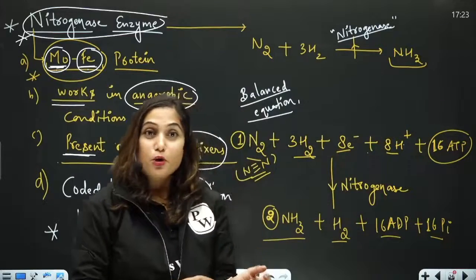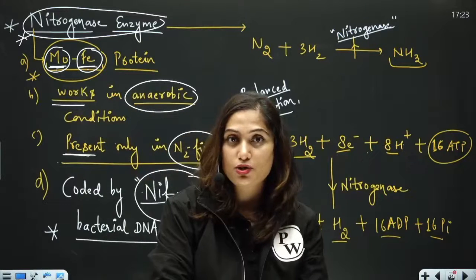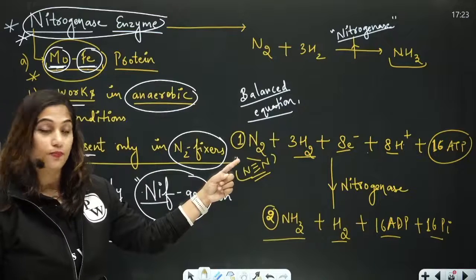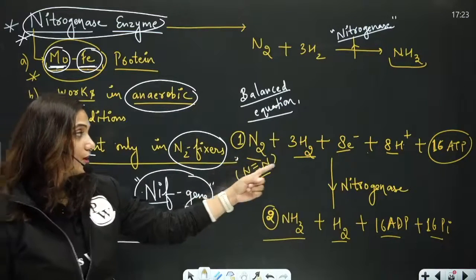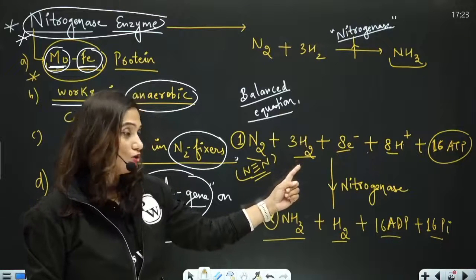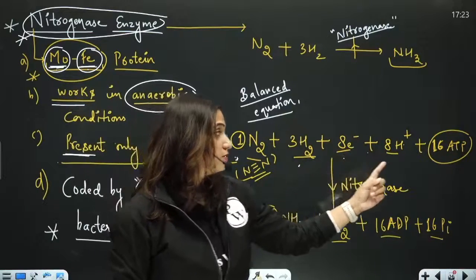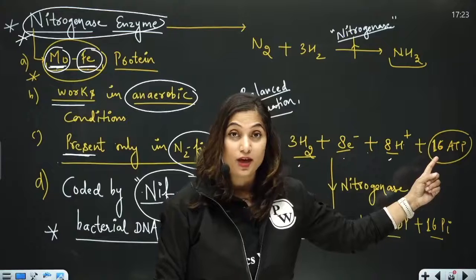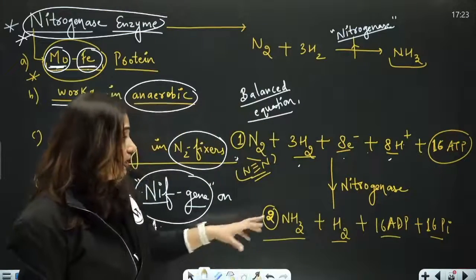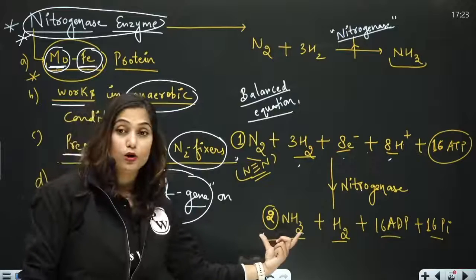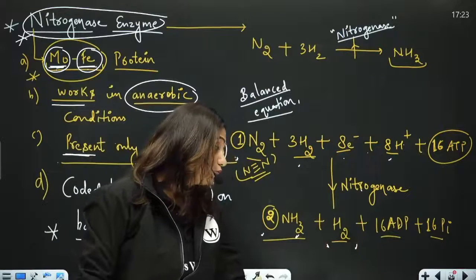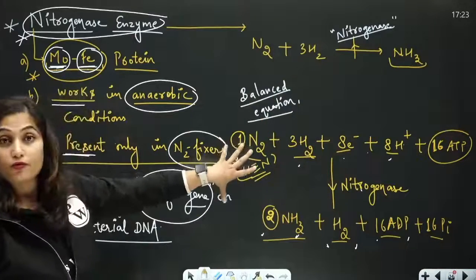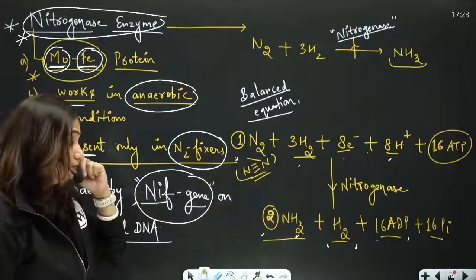Now there is a very important equation given in NCERT, a balanced equation of ammonia formation. One molecule of nitrogen combines with 3 molecules of hydrogen in the presence of 8 electrons, 8 protons and 16 ATP. High amount of energy is required to break N triple bond N. Then in the presence of nitrogenase enzyme, 2 molecules of ammonia, 1 molecule of hydrogen, 16 ADP, 16 phosphate are formed. This is a balanced equation of nitrogen fixation given in NCERT.